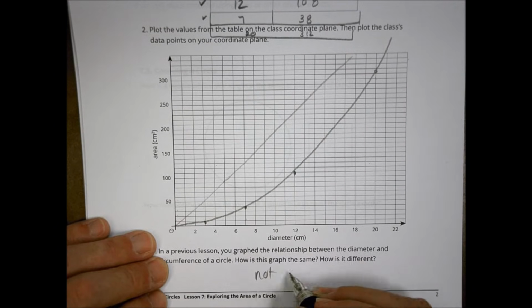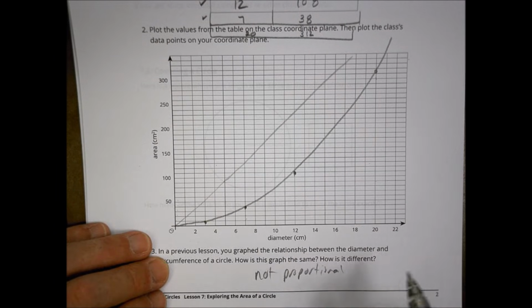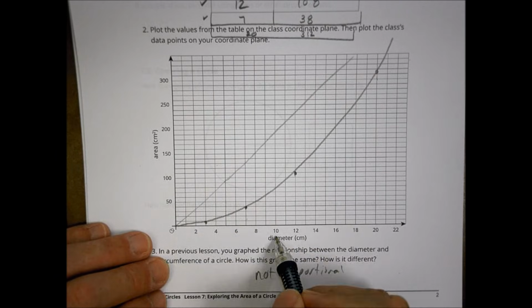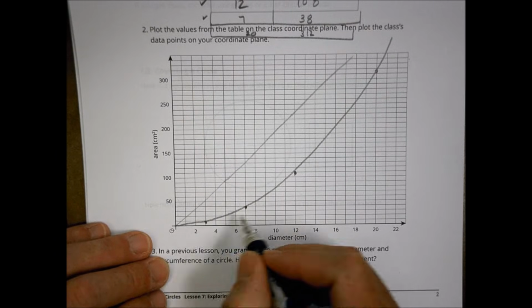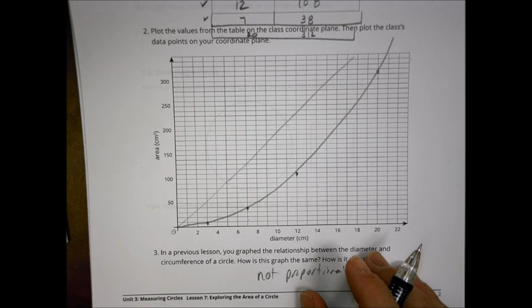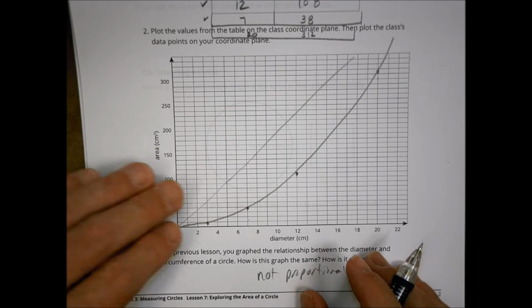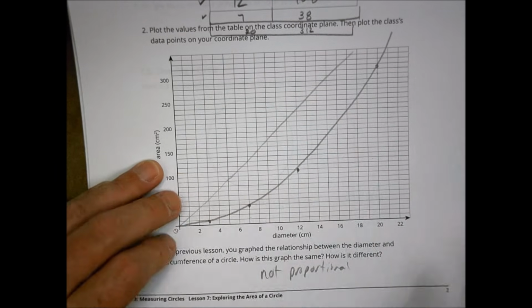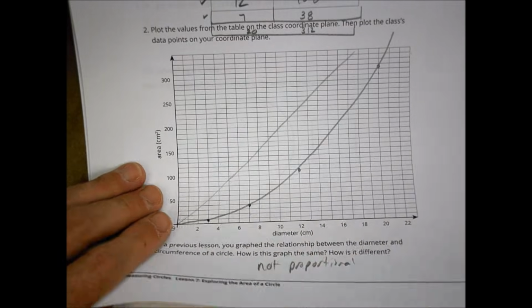And that's a key thing to look at: this is not a proportional relationship between diameter and the area. There is a constant increase. As one increases, the other one increases, but it's not increasing in a proportional way. And that's a key takeaway from this lesson today, okay? It's not increasing proportionally, but it is increasing.